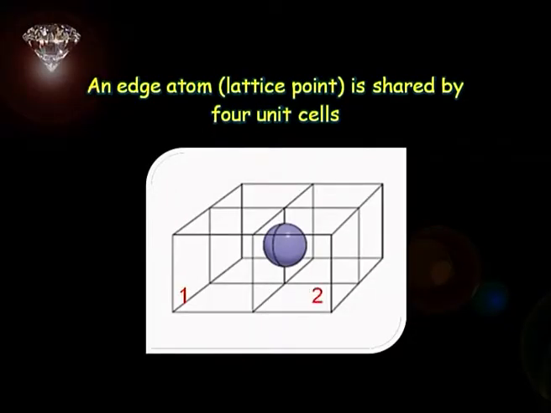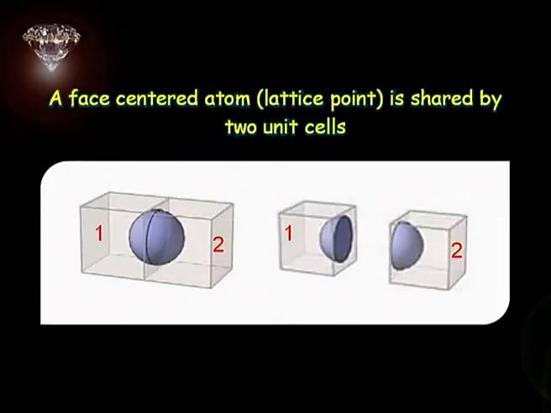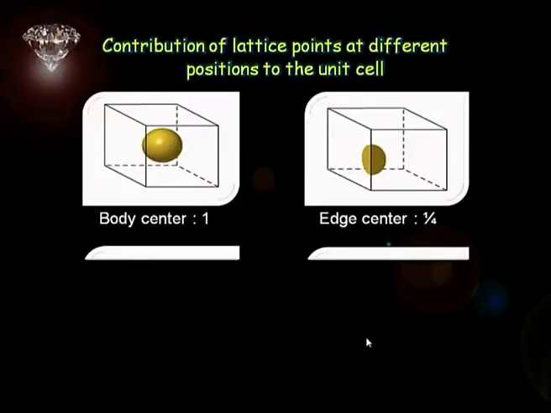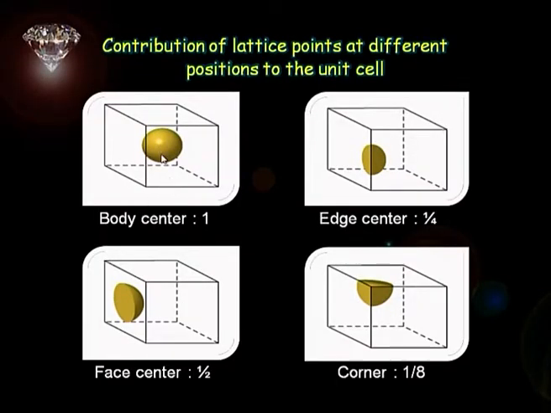Similarly, if you look at the edge atom, the edge atom is shared by 4 unit cells. So, accordingly the contribution to one unit cell will be 1/4. If you look at the face centered atoms, a face centered atom is shared by 2 neighboring unit cells, whereby the contribution to each unit cell is just half of it. Okay. So, in summary, if you have a lattice point at the body center that belongs to the unit cell per se, so the contribution is full, just 1. If it is edge center, it is 1/4, face center it is 1/2, for corner it is 1/8. That means, they are the contributions of the lattice points at different positions in the unit cell.